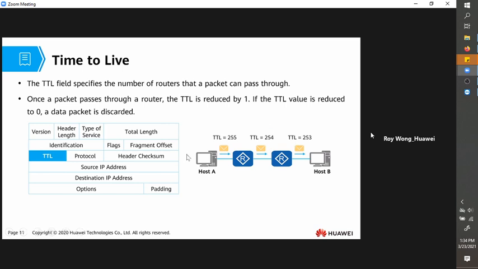Okay, then the next, this is the TTL. Time to live. The TTL field specifies the number of routers that a packet can pass through. Once the packet passes through, the TTL is reduced. When the TTL is reduced to 0, the packet will be discarded.